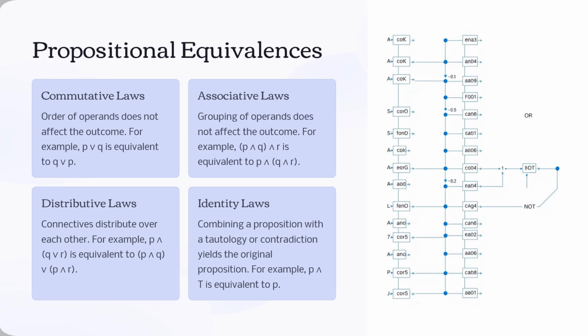The identity laws are like saying you can't change something by combining it with a really obvious truth or a contradiction. For example, I like pizza and I like food is the same as just saying I like pizza.